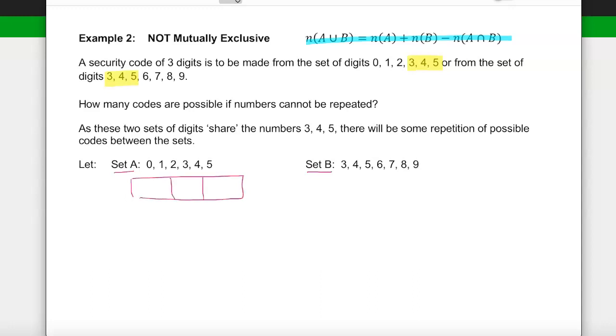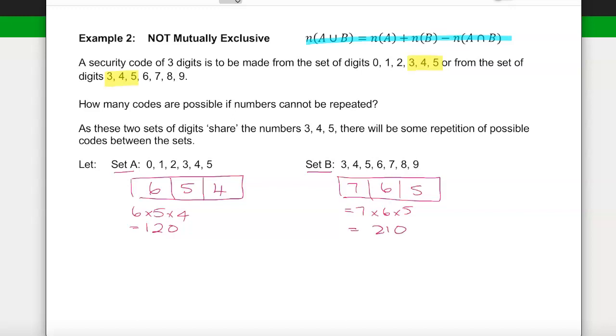So our 3-digit code, we've got a choice of 6 digits and 5 and then 4. So 6 times 5 times 4 will give us 120. If we make a 3-digit code from set B, because we have 7 digits here, we've got a choice of 7 and then 6 and then 5. So we can use our multiplication principle to get 210.